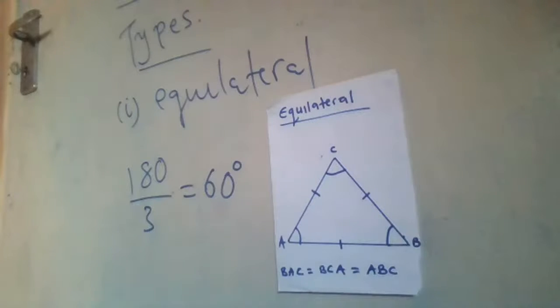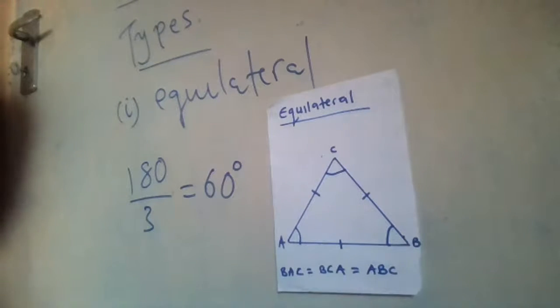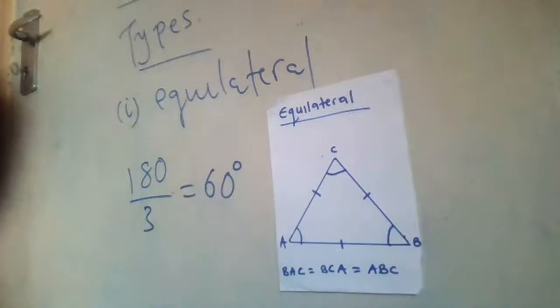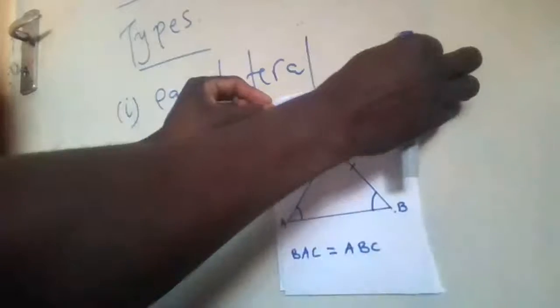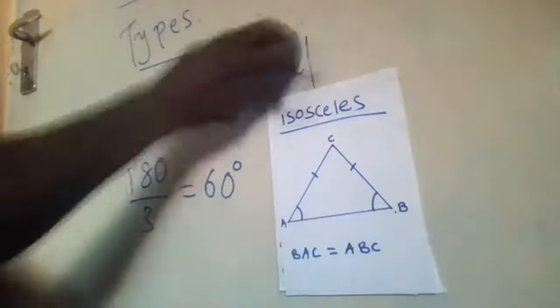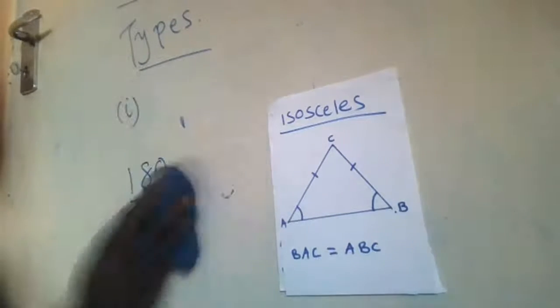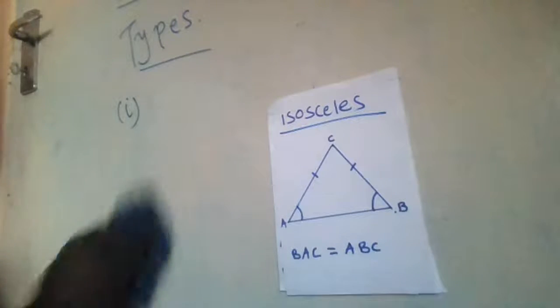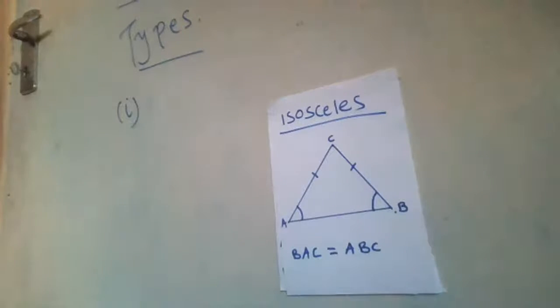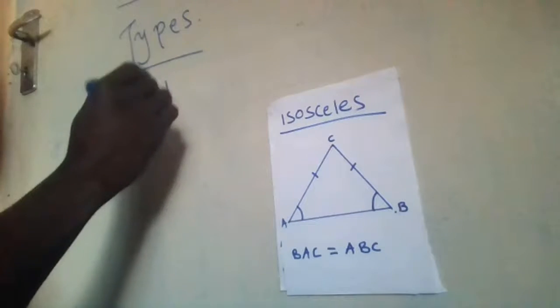There is also another type, where only 2 sides are equal and the other one is different. This is the one right over here. And what name is given to this triangle where 2 sides are equal? This one is called isosceles. The name is right over here, but I'll write it here.